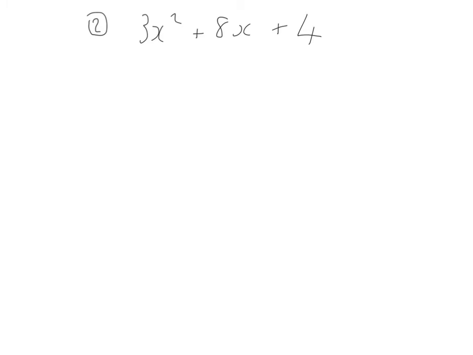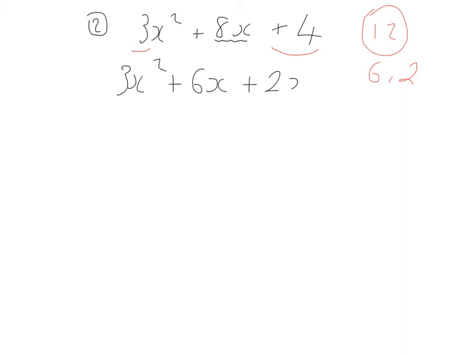Example 2, factorise 3x squared plus 8x plus 4. So again, I take the number at the front, 3, multiplied by the number at the end, which is plus 4. 3 times 4 is 12. I'm looking for two numbers that multiply together to give 12 and add together to give 8, so that's pretty straightforward. That's 6 and 2. So I then split 8x into 6x plus 2x, so 3x squared plus 6x plus 2x plus 4.